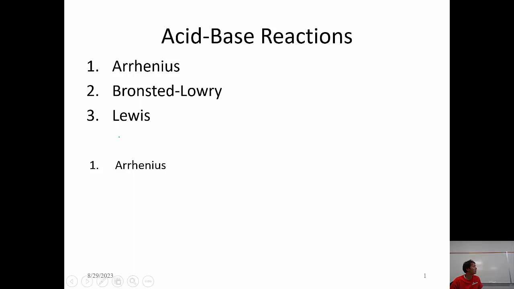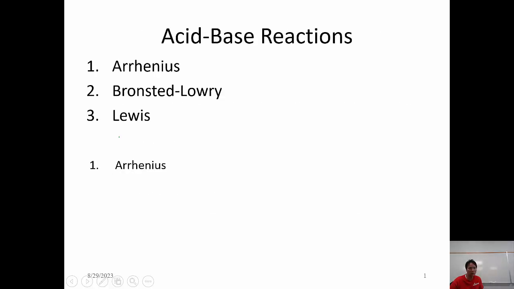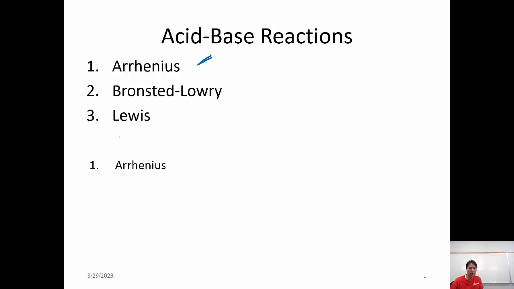Arrhenius is the least general. So Arrhenius is pretty worthless. We don't spend much time looking at Arrhenius because it's the narrowest definition. An Arrhenius acid is just H+. An Arrhenius base is just OH-. Bronsted has a broader definition, so it's more useful. An acid is a proton donor. A base is a proton acceptor.